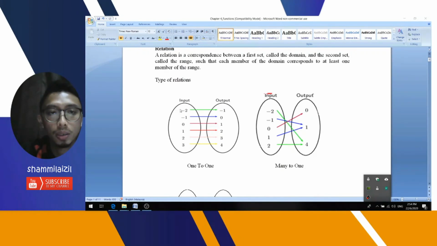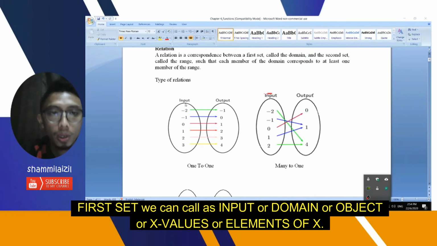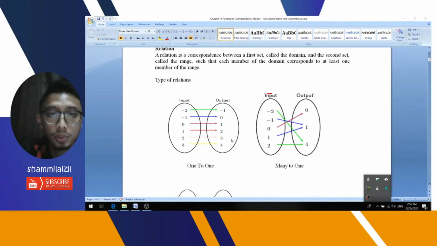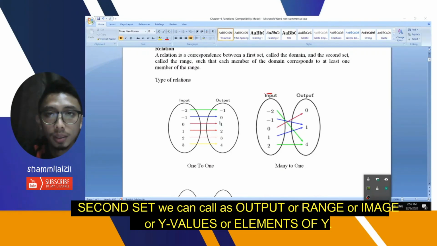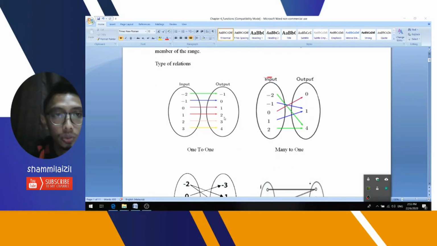So we call it input, we can call it domain, we can call it object, we can call it x values or elements of x. This is the opposite one, the second set, stated as output, but we can still call this one range, we can call it image, we can call it y values or elements of y. Okay, so moving on to the types of relations.